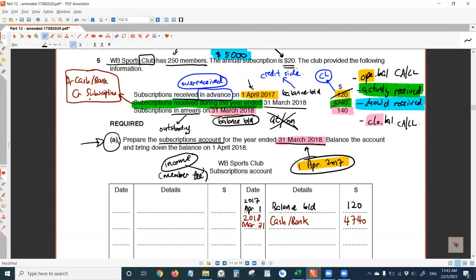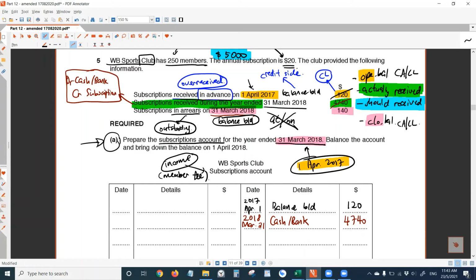The word in arrears means outstanding. Okay, I saw that one of you wrote the word outstanding next to the term in arrears. Yeah, that's correct. In arrears means outstanding. But whenever you see the word outstanding, it's not always current liability. You need to see whether you are doing an income or an expense account. Then only you can decide whether this is current asset or current liability.